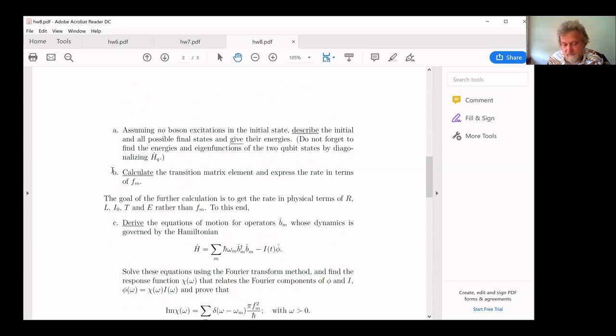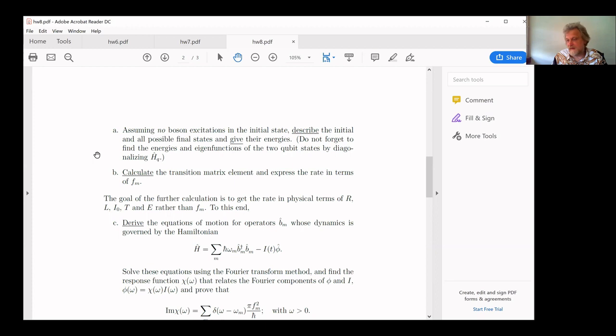Point A. No bosonic excitations in the initial state, so the bus is in the ground state, and the qubit is in an excited state. What are possible final states? The energy of the qubit would go to one of the bosons of the environment. So there are plenty of possible final states, and one needs to sum over all modes to find the answer.